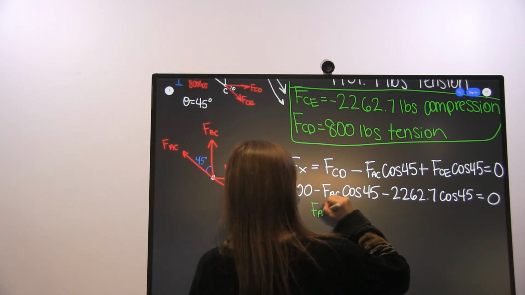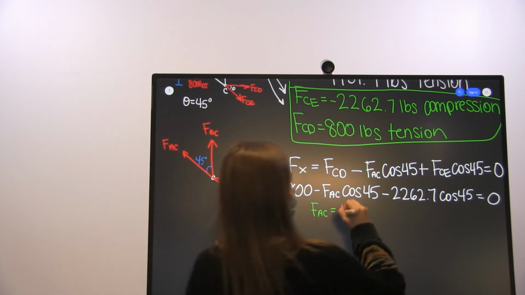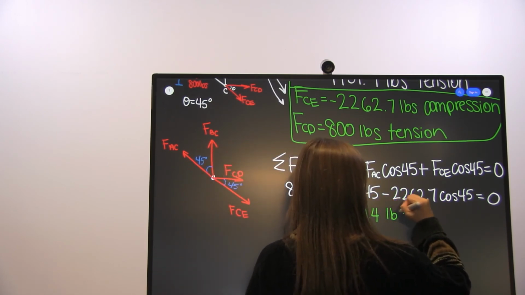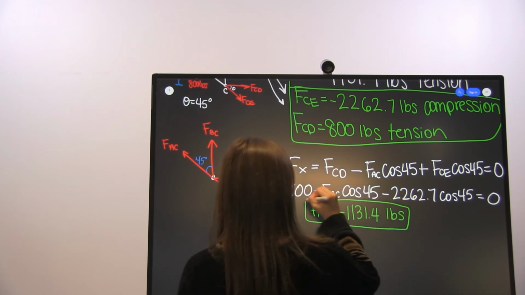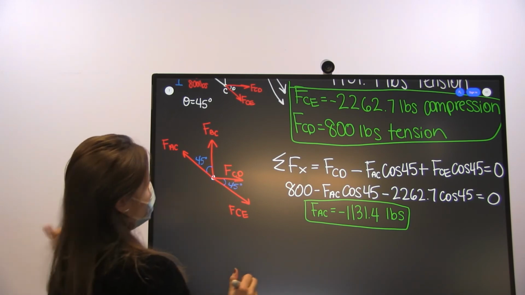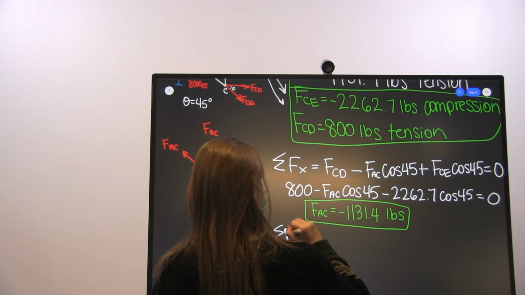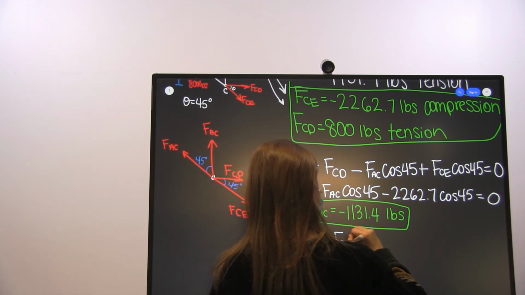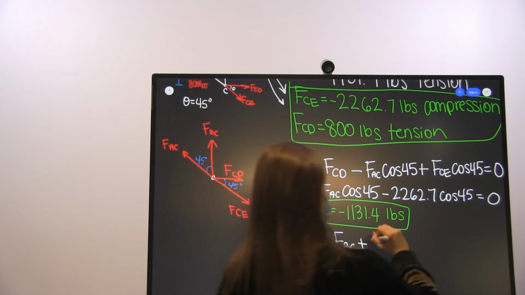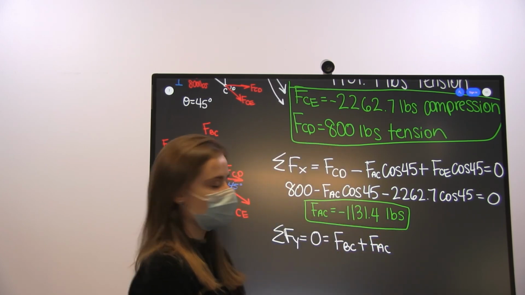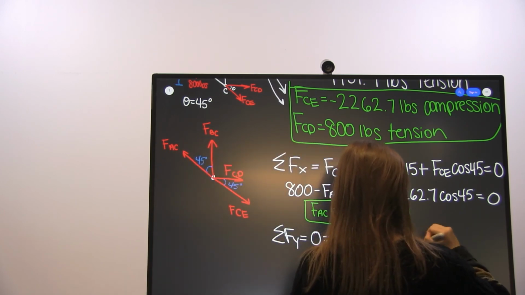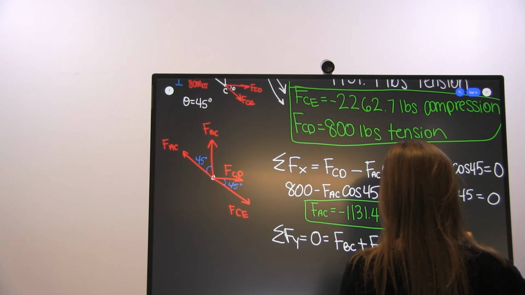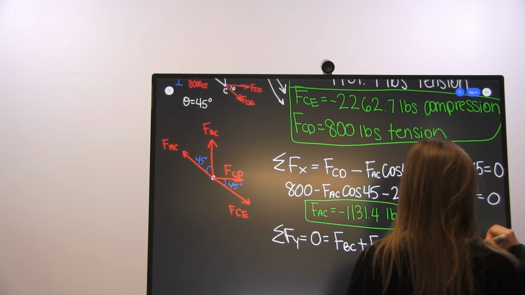We end up getting force AC is equal to negative 1,131.4 pounds. And that's the next to last force that we have to solve for. Now we just have to solve for force BC. And we can do that by writing out our net forces in the y direction equal to 0. And that's going to be positive force BC plus force AC in the y direction, the y component, and that's going to be times the sine of 45. Force AC times sine of 45 is the y component of that, minus force CE times sine of 45.